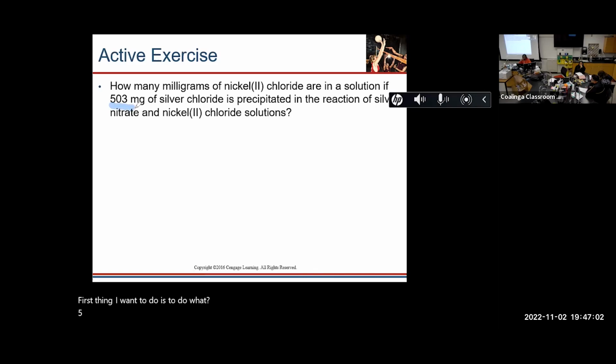503 milligrams of silver chloride. Okay, got her given. Anything before that? We have to figure out their... So we need to figure out the chemical equation.